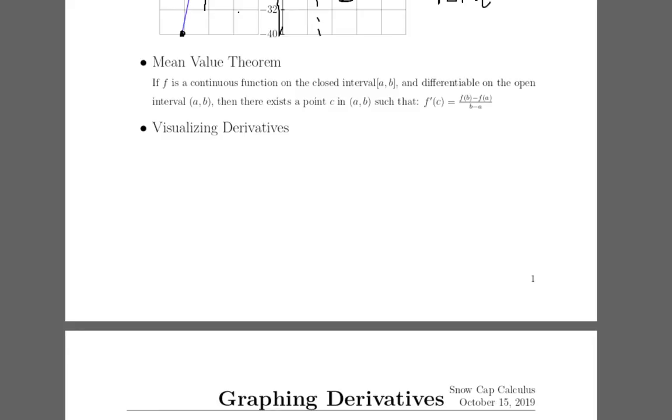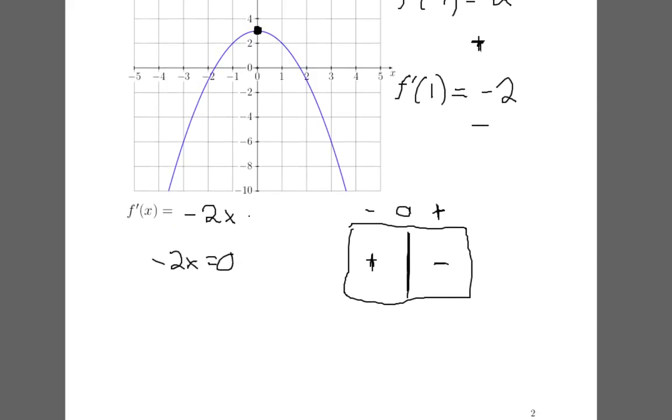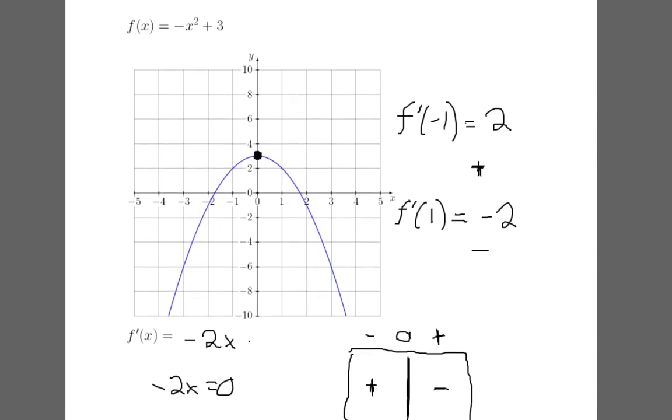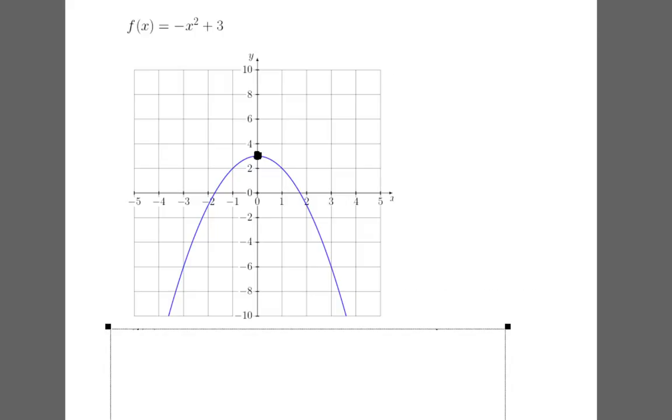We went through the mean value theorem. I suppose we could do another example of just calculating the mean value theorem when we're given a function. So I'll white out a couple things here, give myself some space.